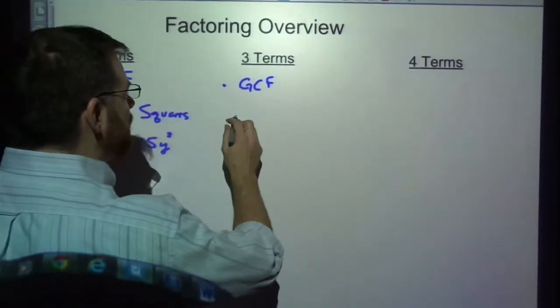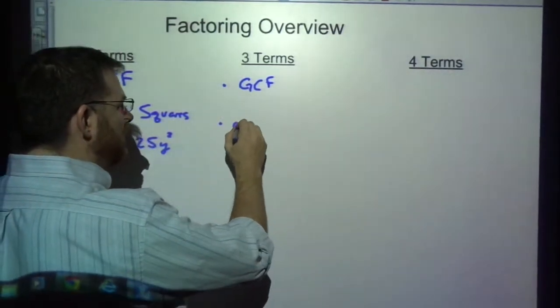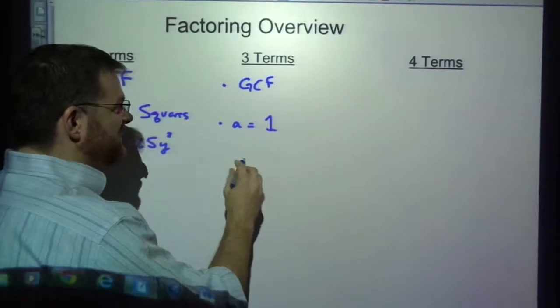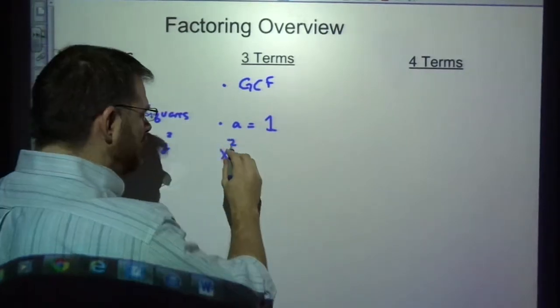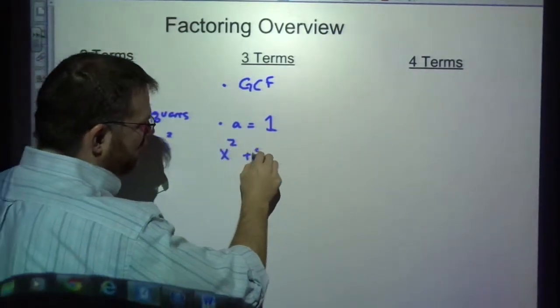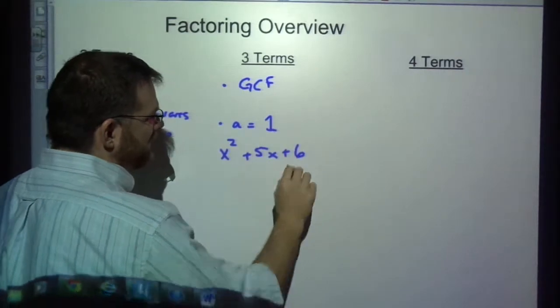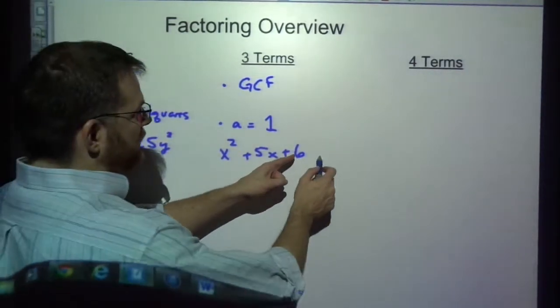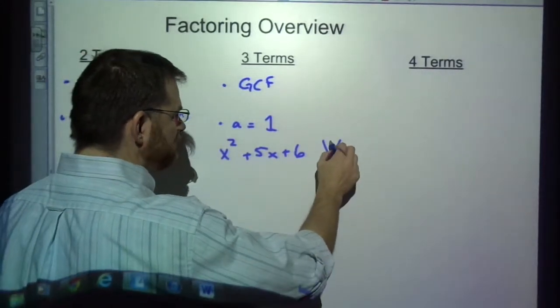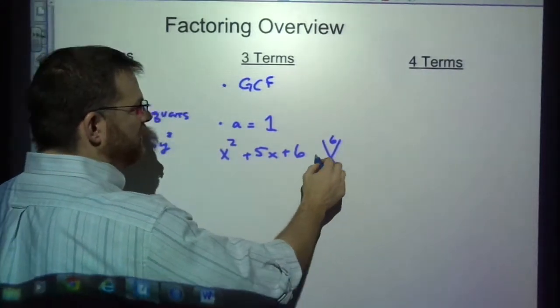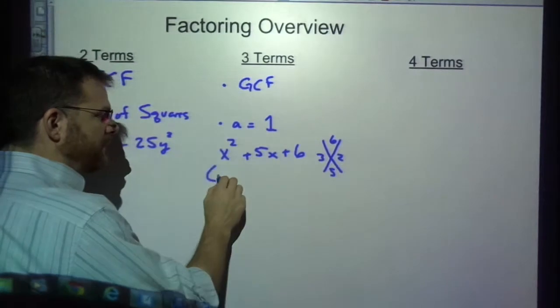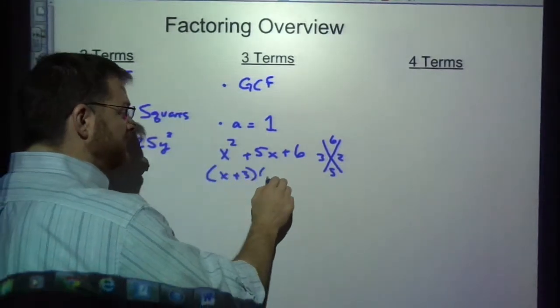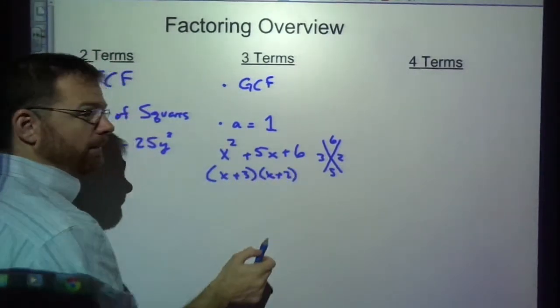We've looked at a trinomial when a is equal to 1, something like x squared plus 5x plus 6. And you know when this kind happens, all you do is that this number goes in the top, this number goes in the bottom, we find 3 and 2, and we could go straight to our answer, x plus 3, x plus 2. And that works really well.